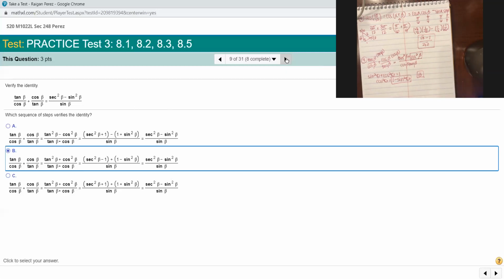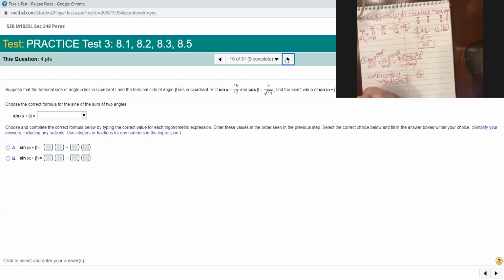I hope that made sense to you guys. Okay, number 10. All right, suppose the terminal side of A. Okay, so it wants us to find sine of alpha plus beta. Sine of alpha plus beta is sine of alpha cosine of beta plus cosine of alpha sine of beta. So I know that sine of alpha is 15/17. And I know that cosine of beta is 3/√11. To find the other two, we got to draw these triangles.